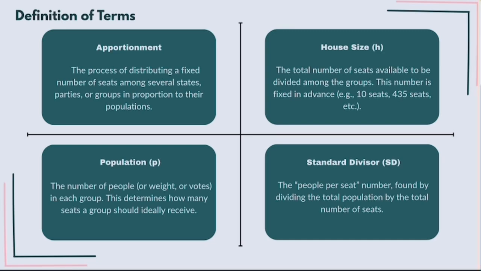For the third one, we have the population. It is the number of people or weight or votes in each group. This actually determines how many seats a group should ideally receive. And for the fourth one, we have the standard divisor. It is the people per seat number found by dividing the total population by the total number of seats.